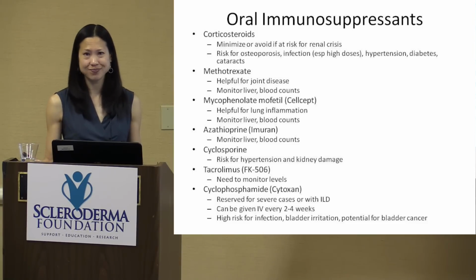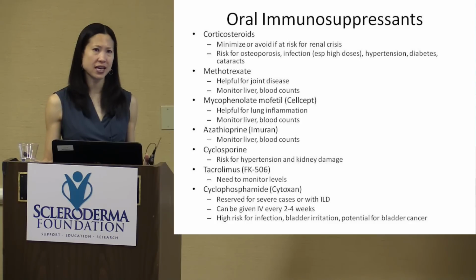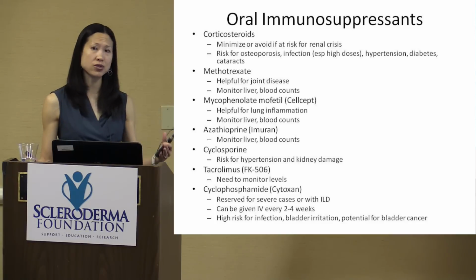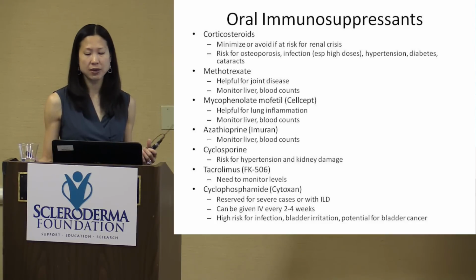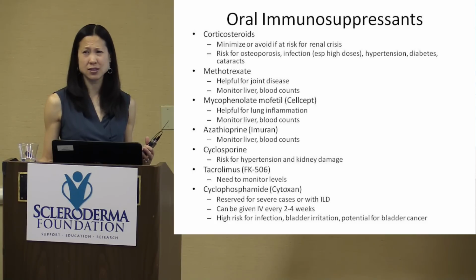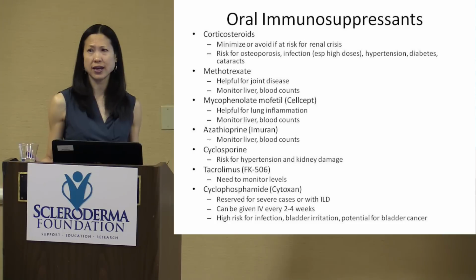And then cyclophosphamide. We kind of reserve this medication for patients with very severe muscle inflammation, severe muscle weakness, or those who have associated interstitial lung disease. And it's a very powerful medication that can be used for a 3 to 6 to 12-month period of time and then transitioned on to some other medication. It can be given IV or oral. Definitely associated with a high risk for toxicity, increased risk for infection, risk for bladder irritation, as well as an increased risk for bladder cancer. But very effective medication that can work fairly quickly for muscle inflammation.